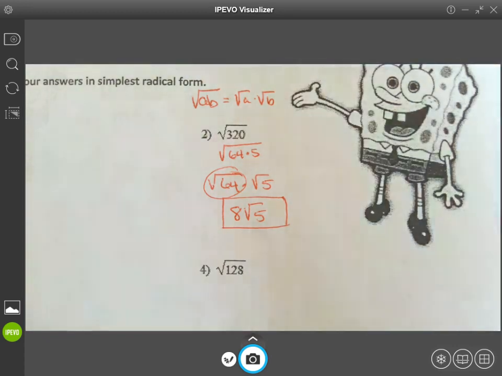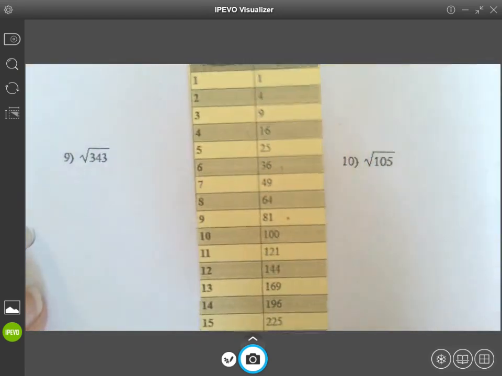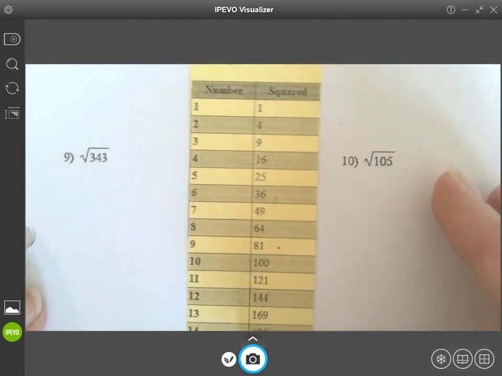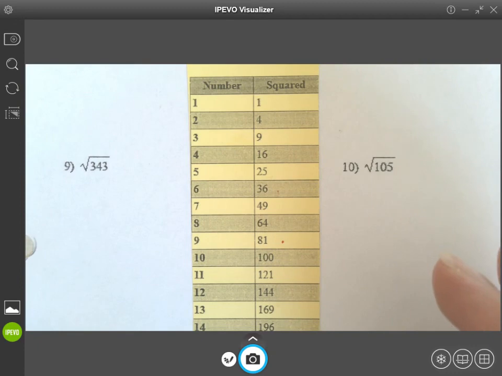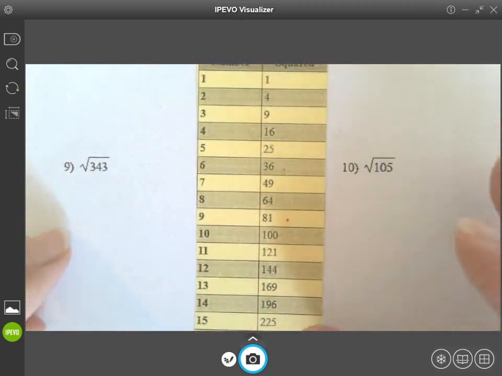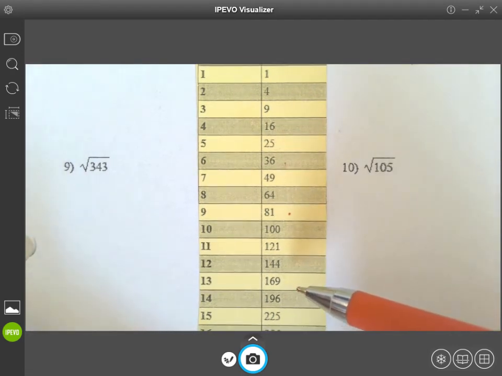Number 9. All right. Look at number 9, 343. What's half of 343? We'll figure it out. Half of 300 is 150. Half of 40 is 20. So I'm going to look like 170 something. Okay. So anything under 169 we have to test.